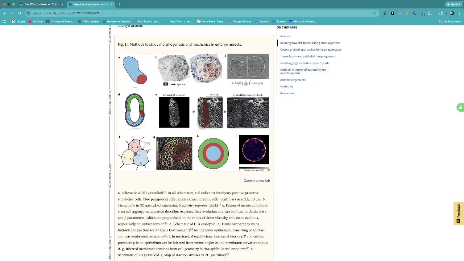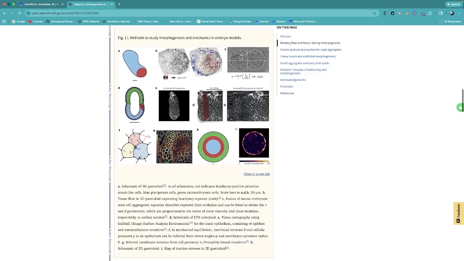F is mechanical equilibrium, interfacial tensions T and C. This is where we have this cartoon again, where we show at a trijunction this time, where these interfacial tensions and cellular pressures play a role. So you look at this image and you see these deformations. And here we have a mechanical model where the deformations are translated into parameter values at the cellular level. And we know what these are. We can measure these empirically.